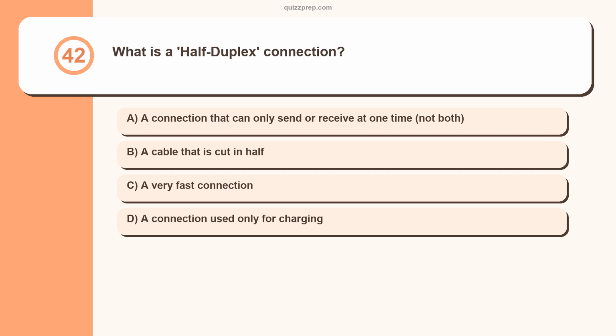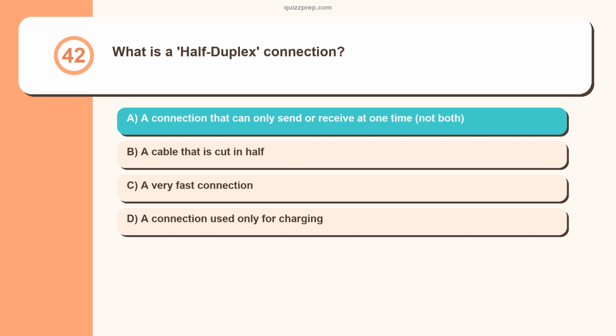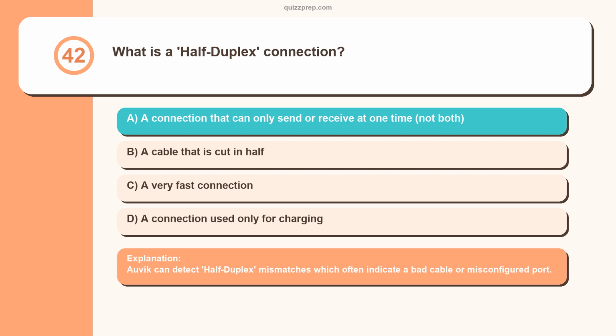Question 42. What is a half-duplex connection? A connection that can only send or receive at one time, not both. A cable that is cut in half. A very fast connection. A connection used only for charging. Auvik can detect half-duplex mismatches which often indicate a bad cable or misconfigured port.